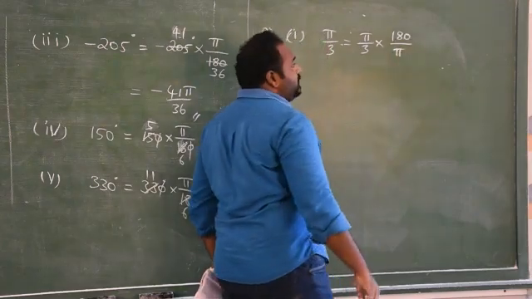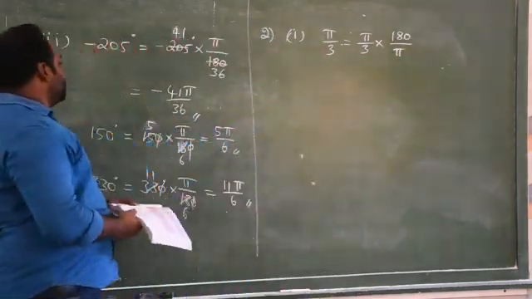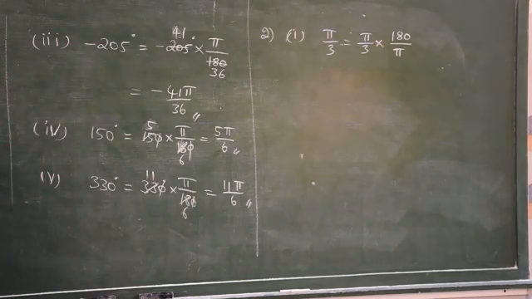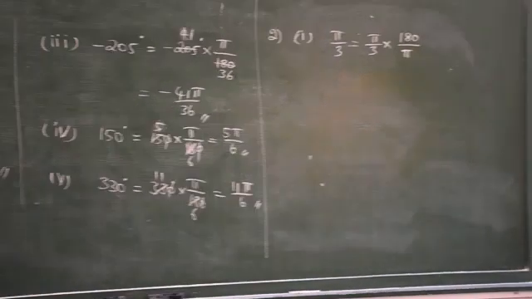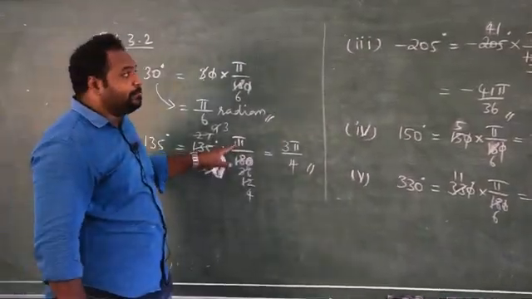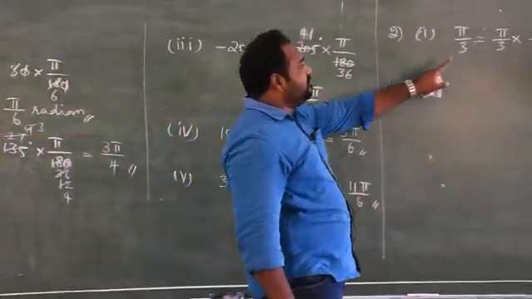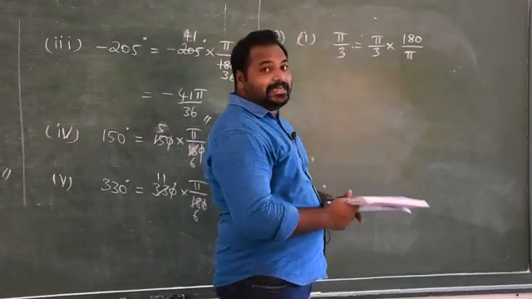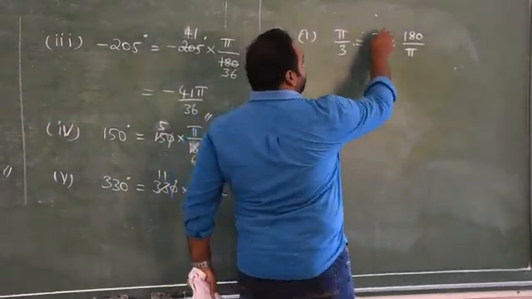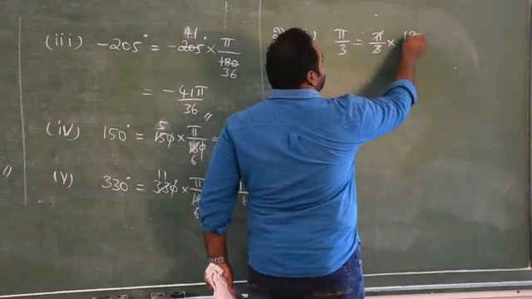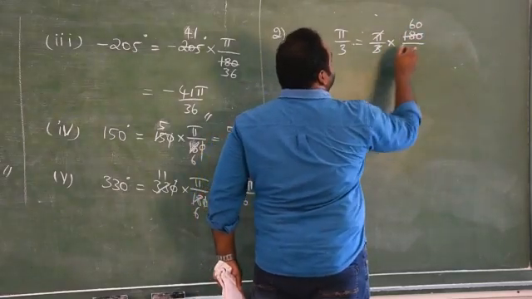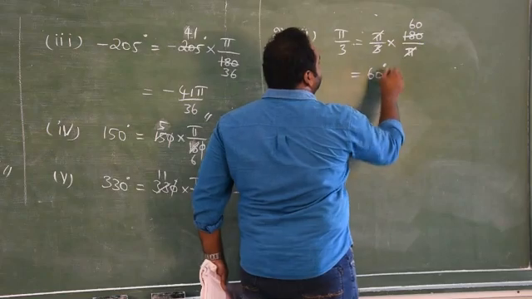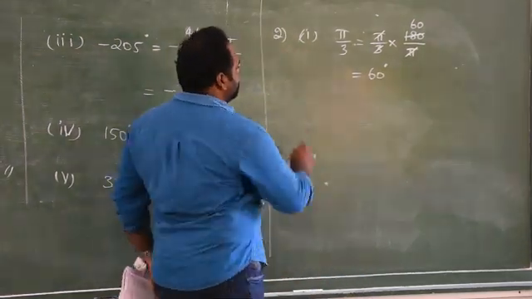We have to multiply 180 by pi. In the conversion of radian measurement to degree, we have to multiply by 180 by pi. Here the pi cancels, and 3 sixes are 18, 0. So it is a 60 degree angle.